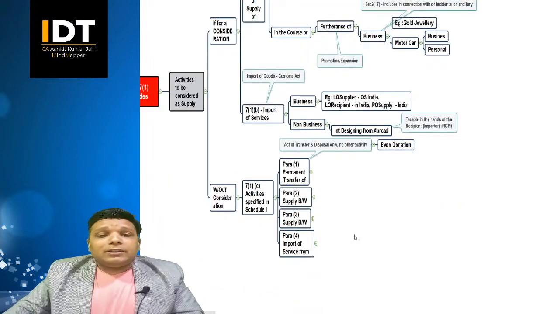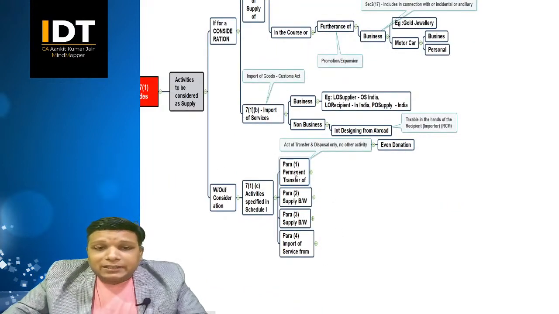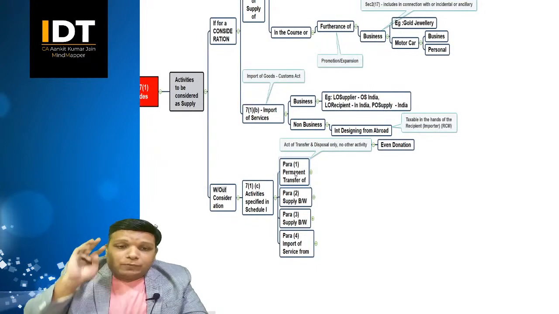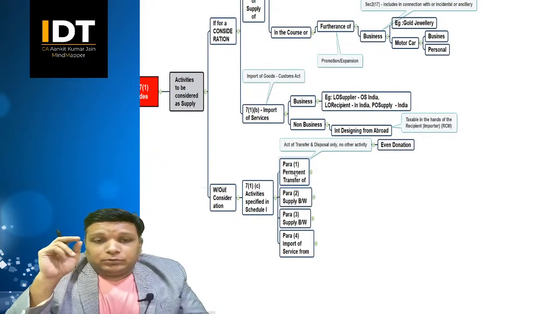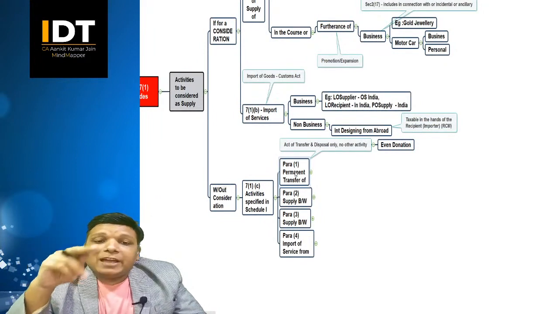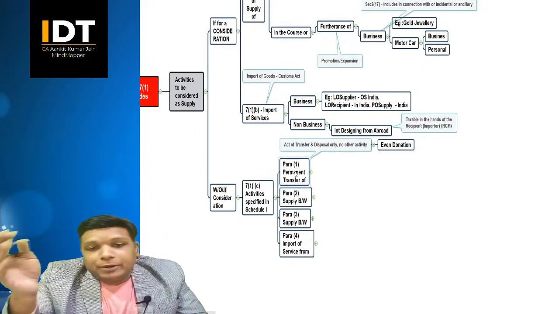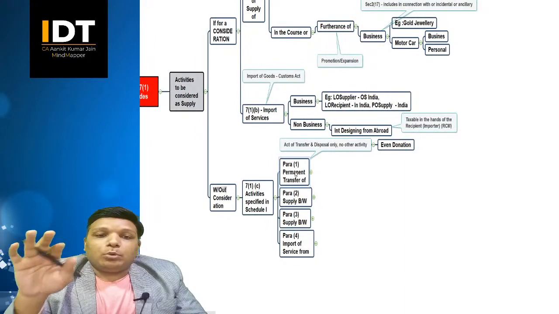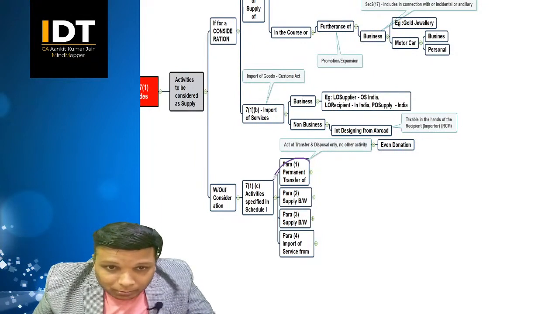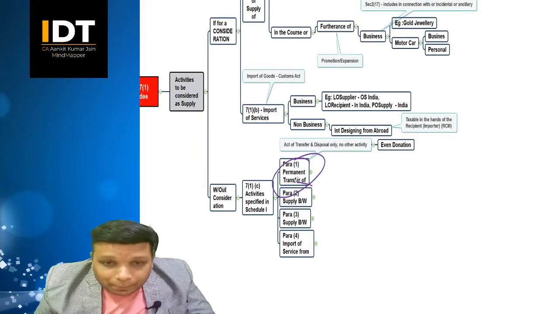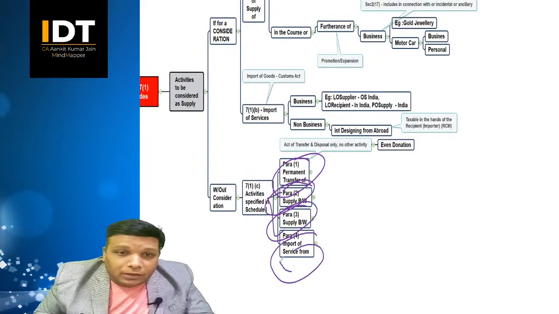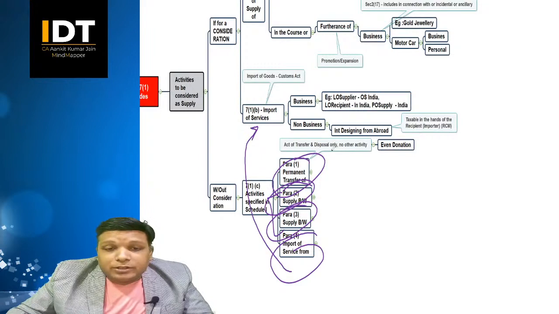Okay, so under this 7.1c we will see that there are 4 paras, right? Para 1, para 2, para 3, para 4. First is talking about the permanent transfer. Second is talking about supply between. Third is talking about supply between. And fourth is talking about import of services, right? So what we are trying to understand here is that there is certain permanent transfer. Second is also supply. Third is talking about supply, and fourth is talking about import of services.